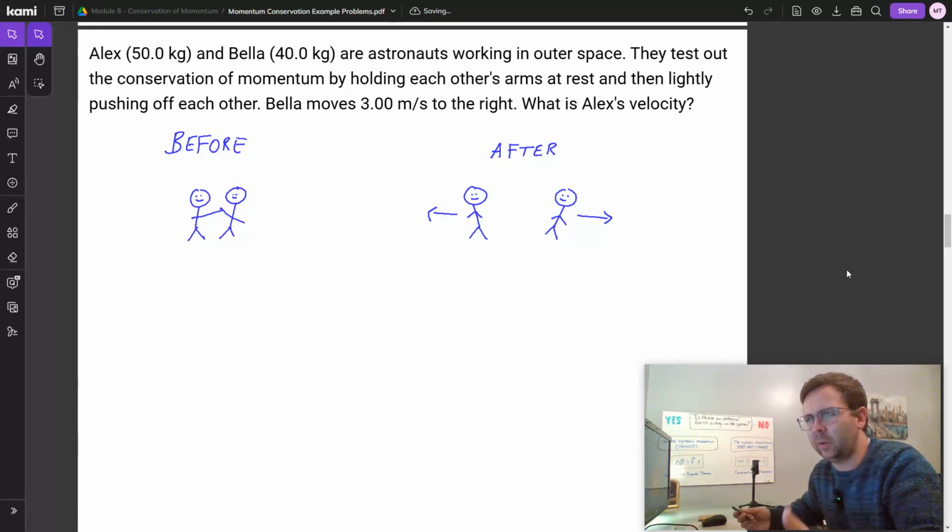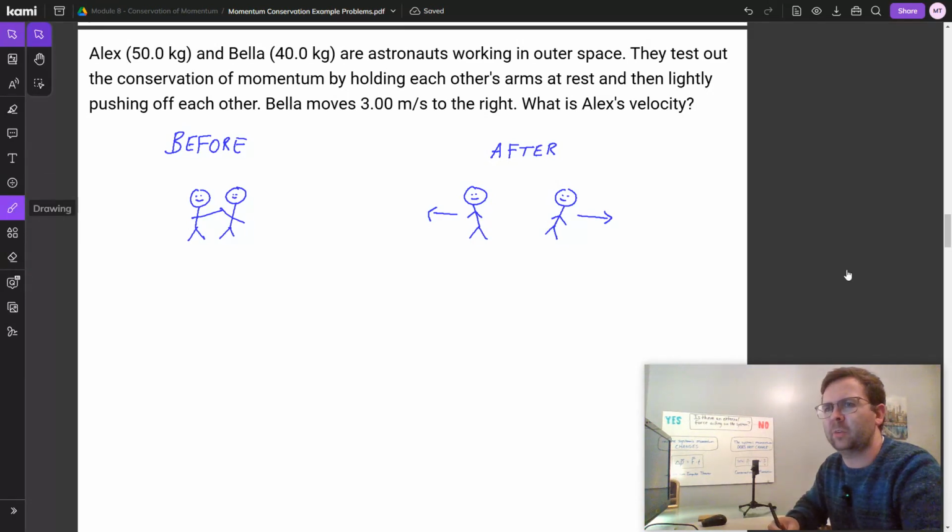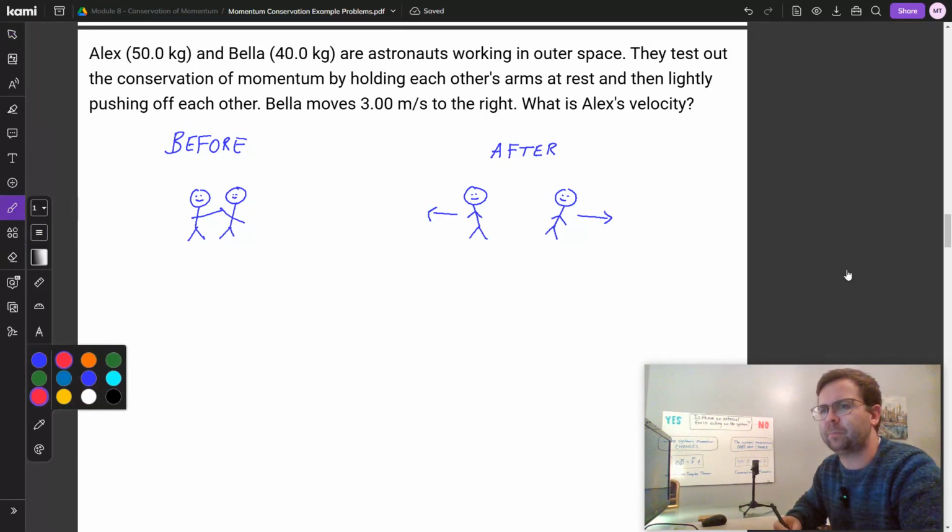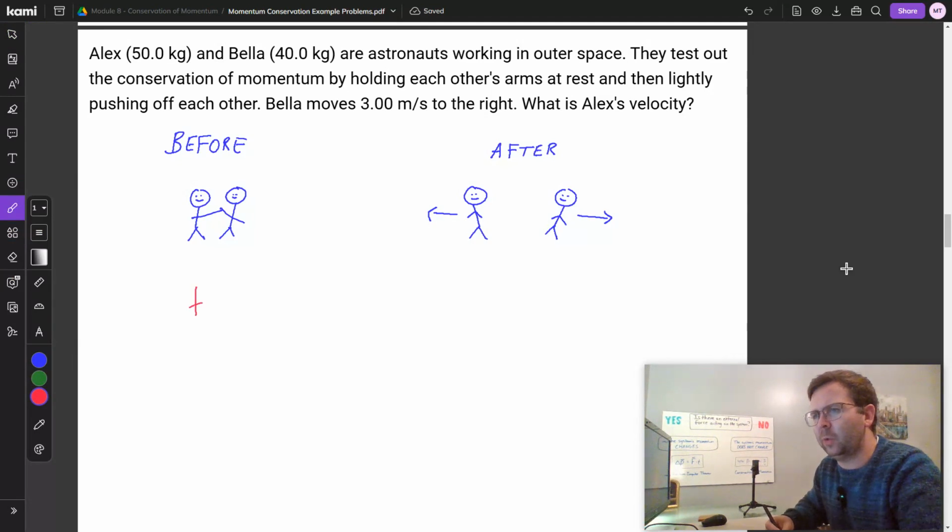So as long as there's no outside forces, we're in outer space here, these two make up an isolated system. There are two objects that together, there are no external forces, outside forces acting on them. And so we can say that momentum is conserved in this example. That means that the total initial momentum, total Pi, should equal the total final momentum.